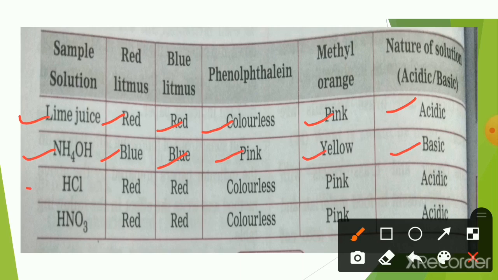Then HCl: red litmus remains red. Blue litmus turns red. Phenolphthalein is colorless. Methyl orange turns pink. And nature of solution is acidic. HNO3: red litmus remains red. Blue litmus turns red. Phenolphthalein is colorless. Methyl orange turns pink. And again it is acidic.